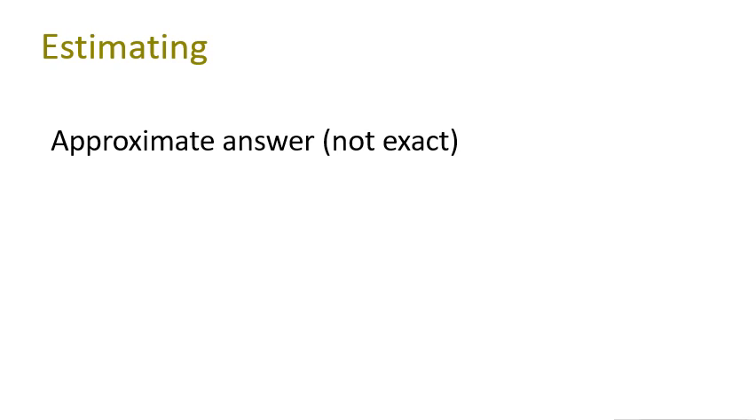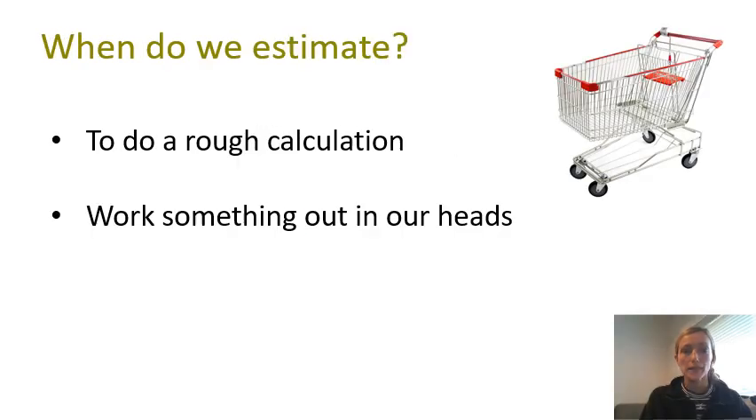For instance, an exact answer might be 5,023, but an approximate answer might be 5,000. I use those squiggly equal signs to indicate that it's just an estimate. It's not exact. When do we estimate?